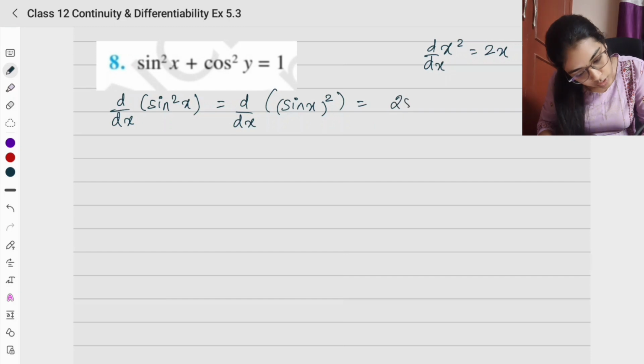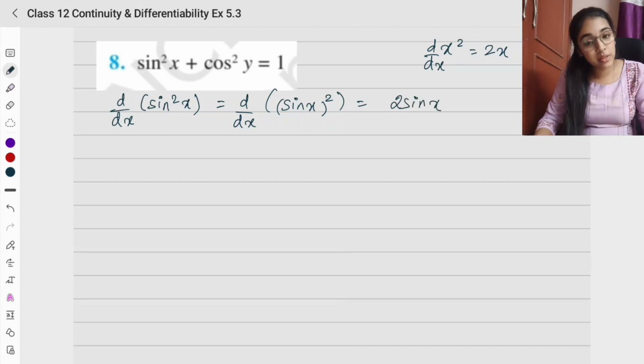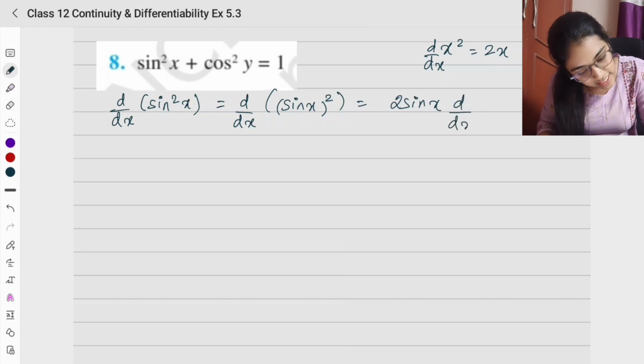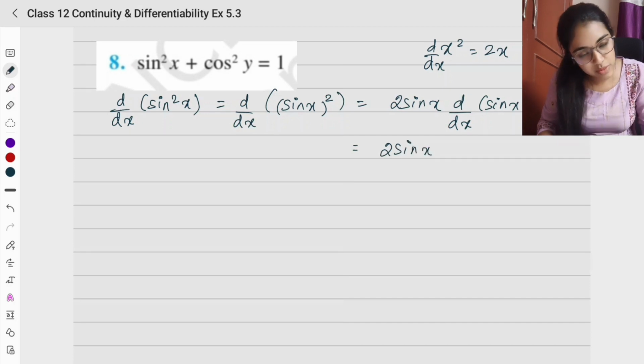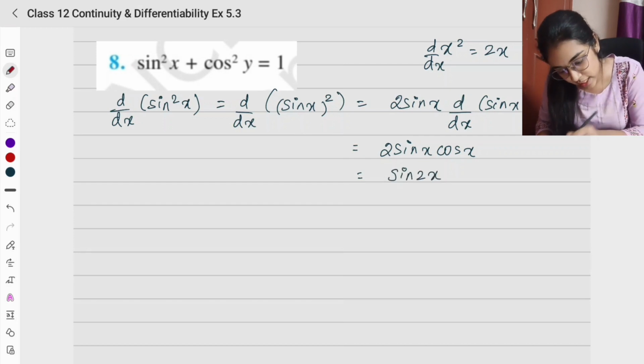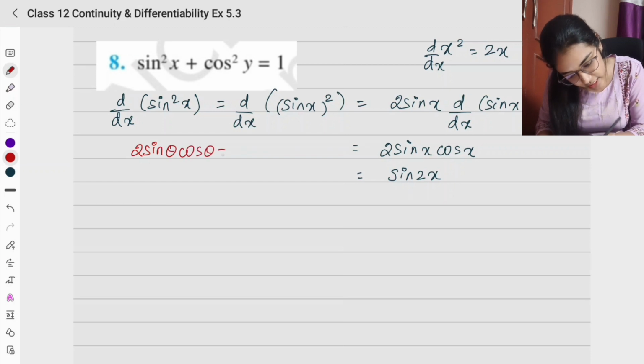So, I have 2 sin x. What is my variable? It is simply x. So, no need to differentiate that. But I have sin x inside. So, d by dx of sin x. So, I have 2 sin x times d by dx of sin x, which is cos x. What is 2 sin x cos x? Sin 2x. Correct? 2 sin theta cos theta is sin 2 theta. You learned this in trigonometry.